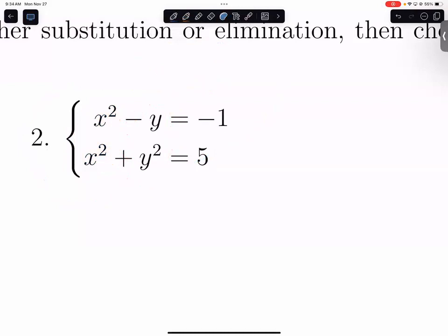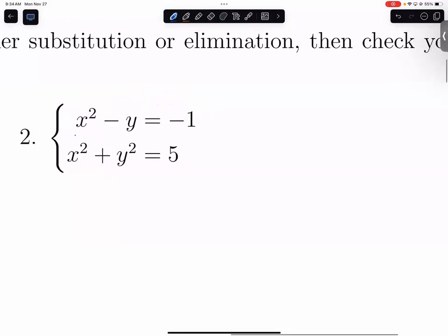The thing that jumps out at me about this one is doing the elimination here. You could do a substitution. You could solve this for y. You could solve this one for x squared, like that will work. Substitution's always replacing like for like. So you can do that in a variety of ways.